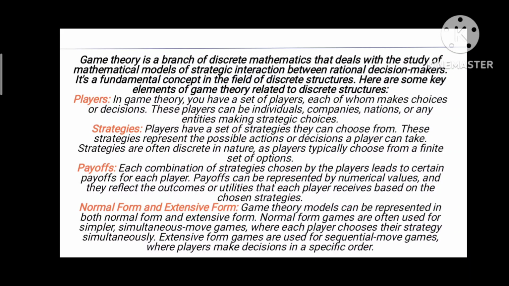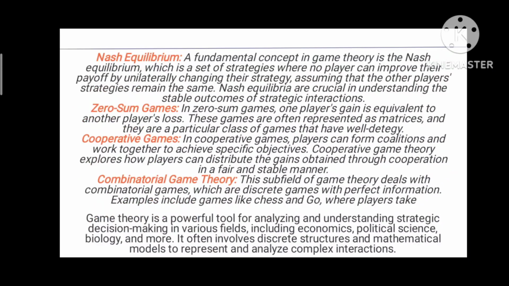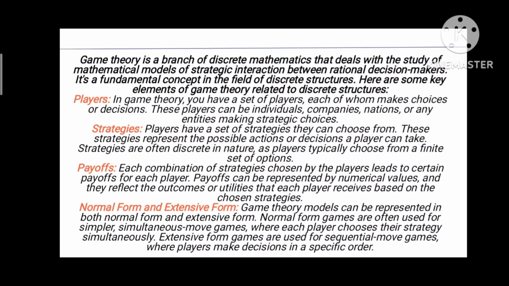They're like terminologies. But the next things, like normal form and extensive form, and Nash equilibrium, zero sum games, cooperative games, combinatorial game theory, these are not key terminologies, okay? These things are exactly the game theories, meaning strategic. What is the key point of game theory? It's strategic decision making, right?